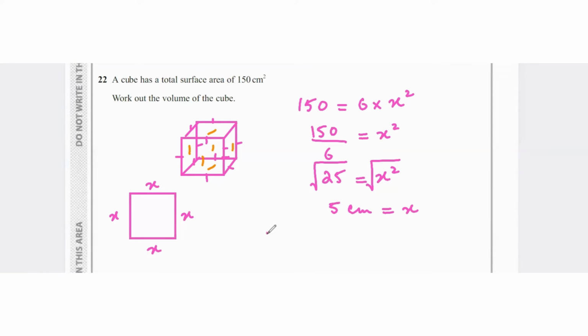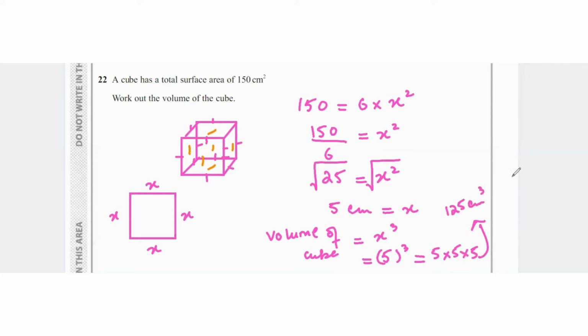To find the volume of a cube, it has the formula of x cubed. Because all lengths are equal, length times width times height is going to be x cubed, which is going to be 5 cubed. That is 5 times 5 times 5, and that equals 125 centimeters cubed. Volume has a unit of unit cubed and area is unit squared.